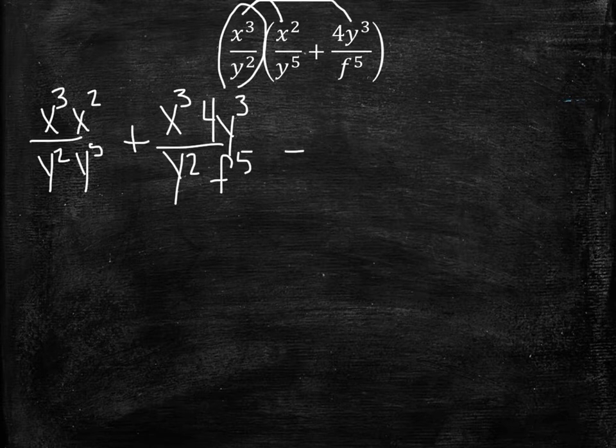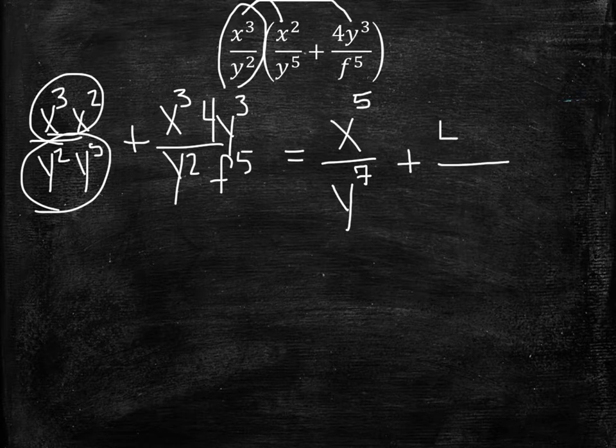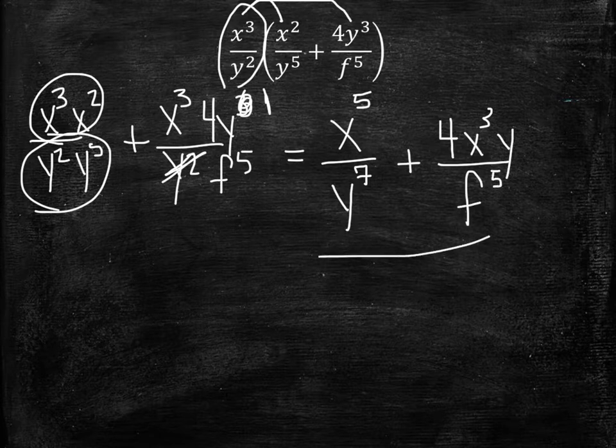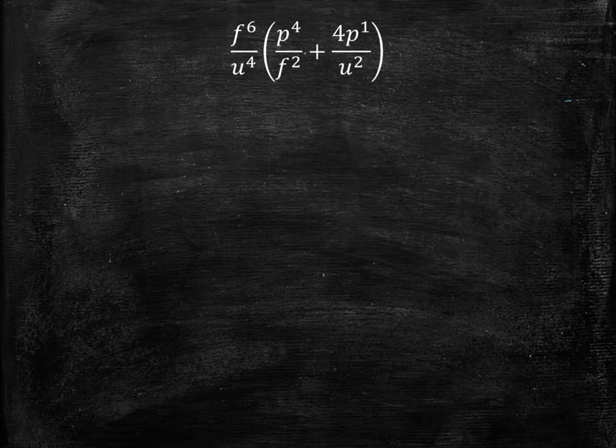Alright, so that makes this equal x to the fifth power over y to the seventh power, plus, always put that coefficient out in front, 4 x to the third power. Now here, these two y's cancel with two of these, which leaves one left over. So just one y, f to the fifth power. So that's how we solve it. We multiplied it out and then simplified. Alright? We have a few more examples here.